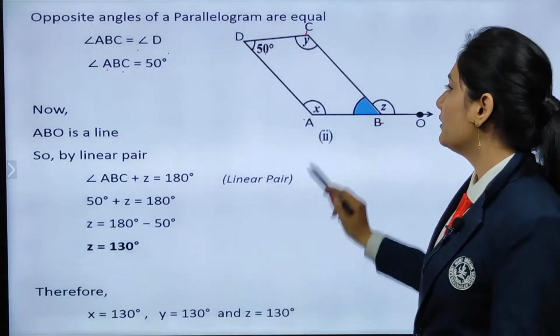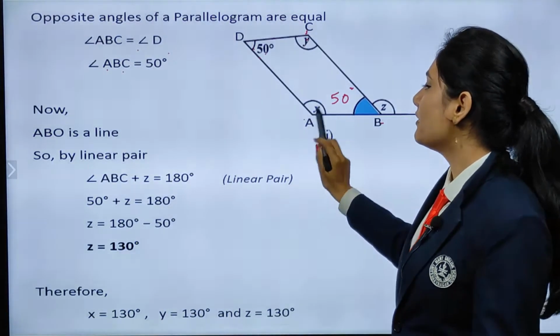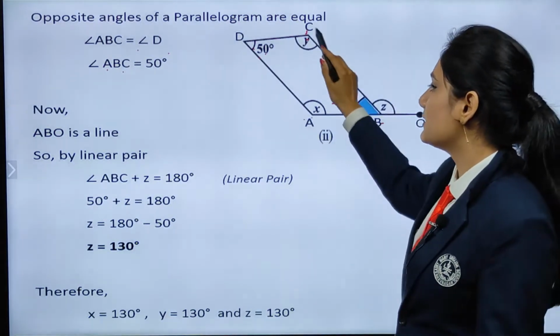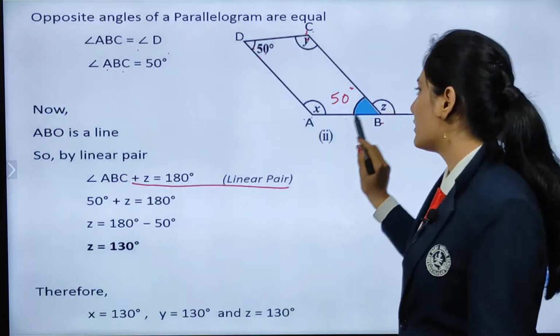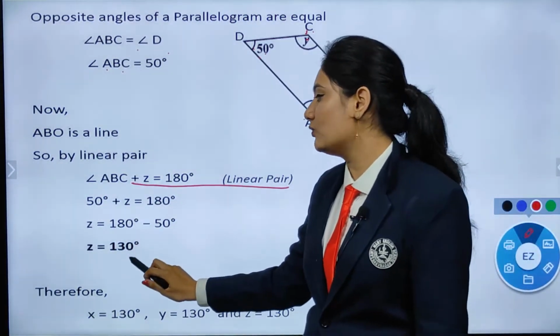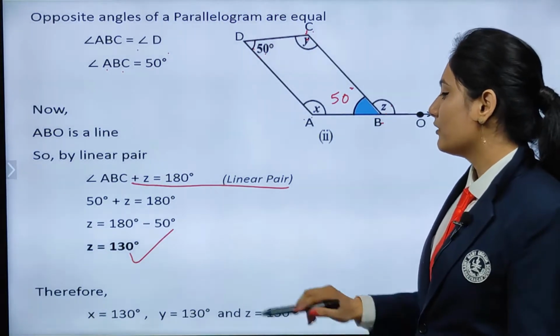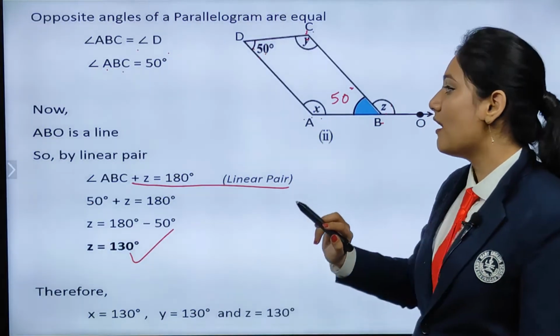So what can you write? This is 50 degree. Adjacent angles are supplementary. So what will you write? Angle ABC plus angle Z, that is forming a linear pair. So here you can find the value of Z, which is equal to 130 degree. Now here you have got the value of x, which is equal to 130 degree.